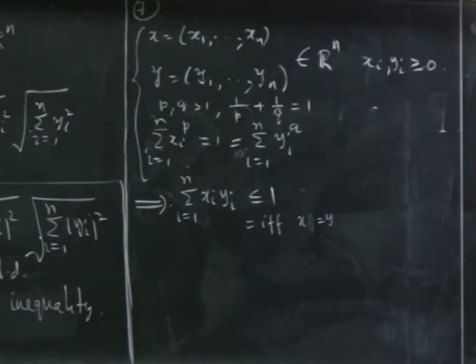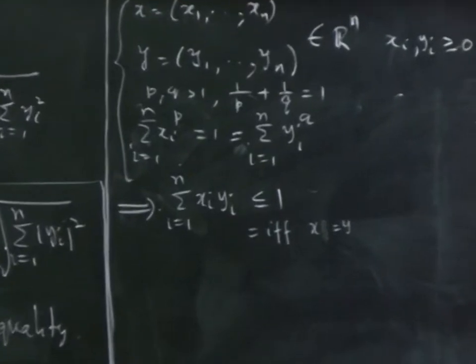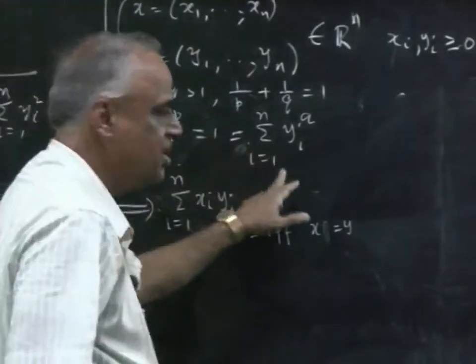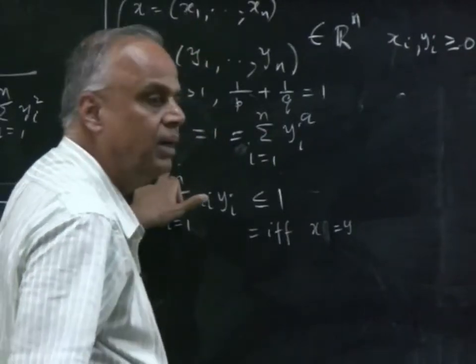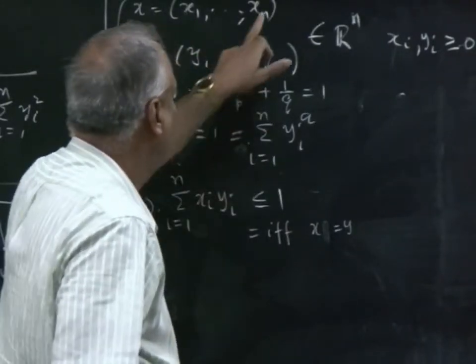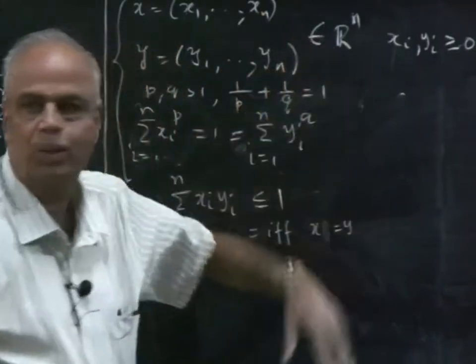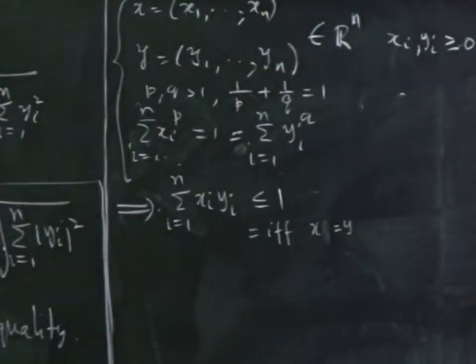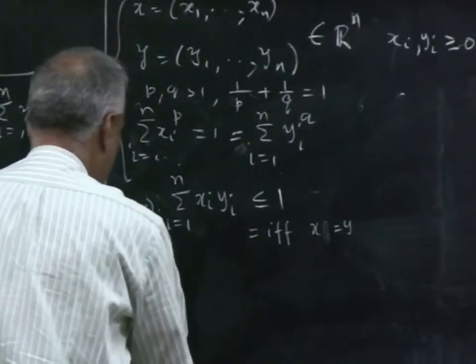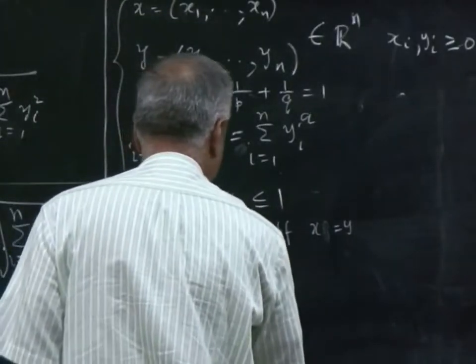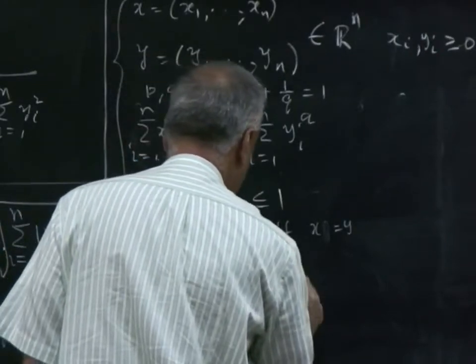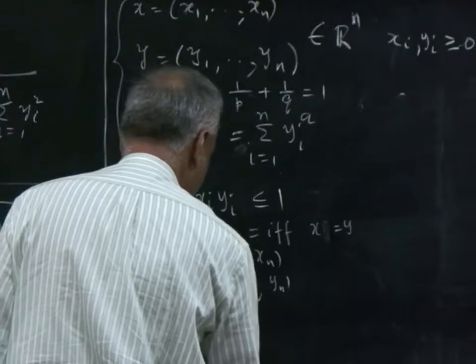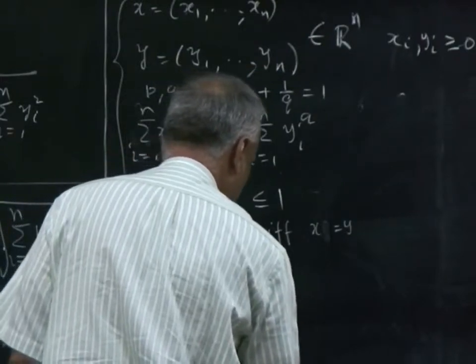Okay. What will you do next? If this is not 1 and if this is not, make the excess as 1 by dividing by the appropriate power, 1 over p and 1 over q. Therefore, that becomes 1. So, next case is x equal to x1, x2, ..., xn, y equal to y1, y2, ..., yn, p, q greater than 1, 1 over p plus 1 over q equal to 1.